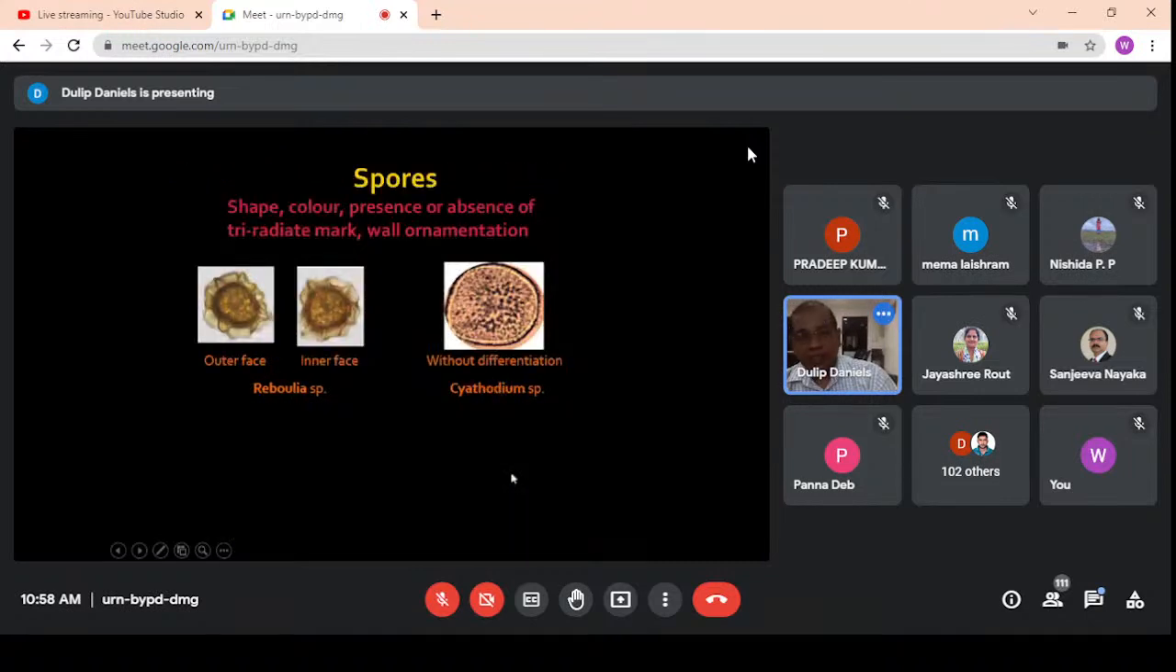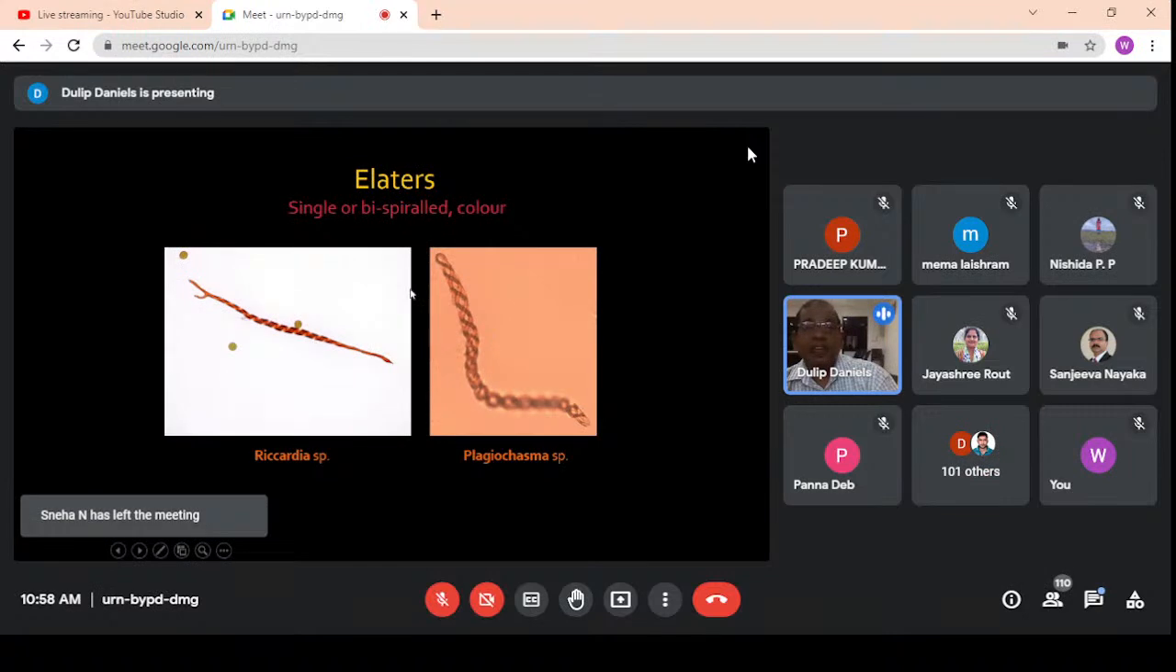Coming to the spores, there are different types of spores, but I'm just showing you two with prominent differences. Again, in the elater, you find this has a single spiral. This is the elater of Riccardia. You could see the spores attached to it. These are the spores. This is bispiral, you could see, in Plagiochasma.